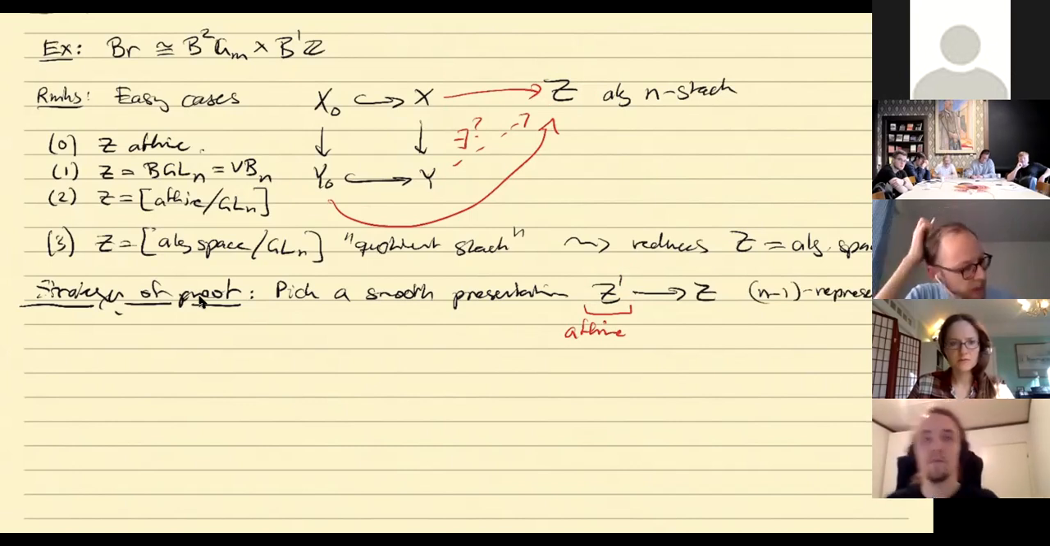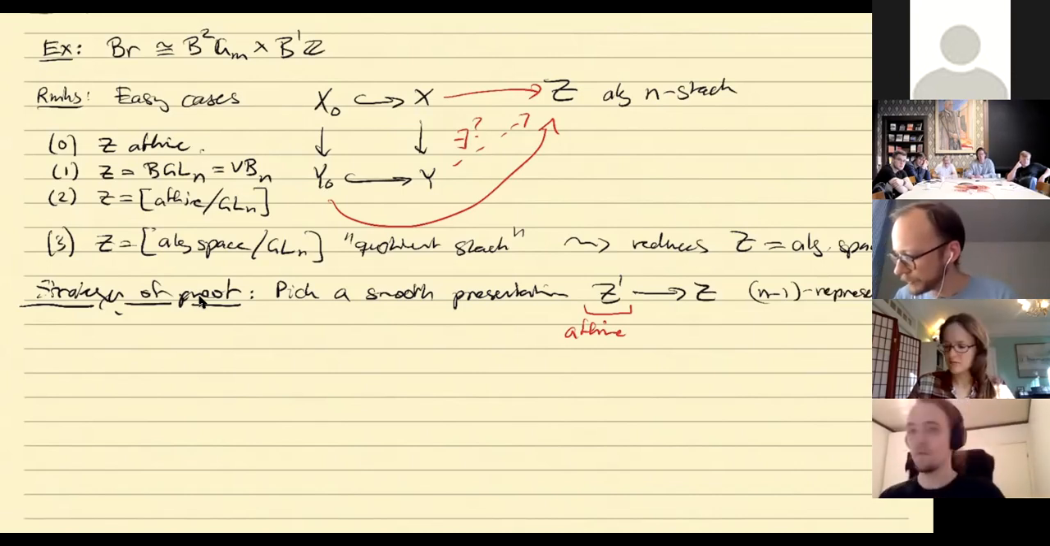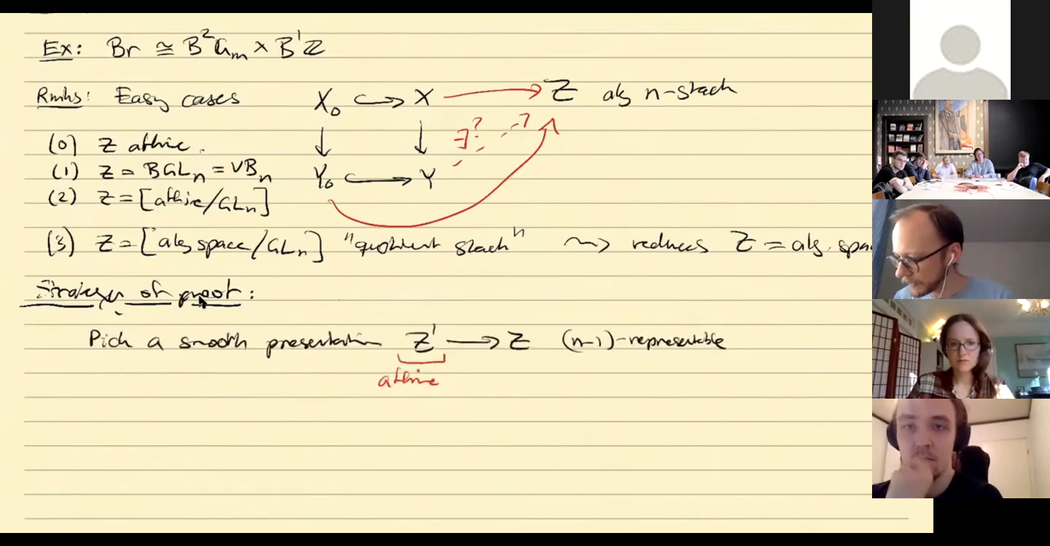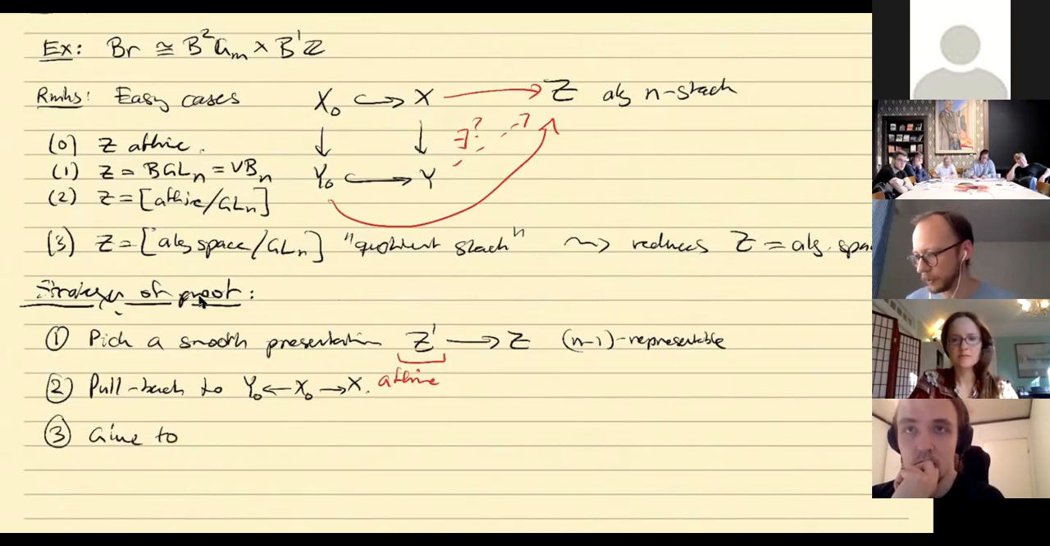And then I pull back. Perhaps I could enumerate this. So pull back to this span, and after having pulled back Z prime, I want to glue, or really do excision, to get down to something smooth over Y.